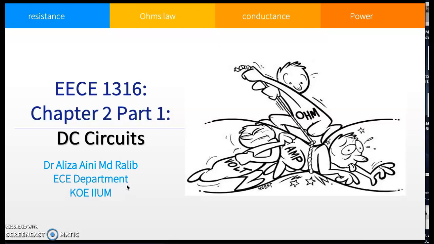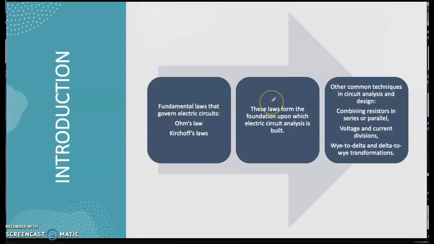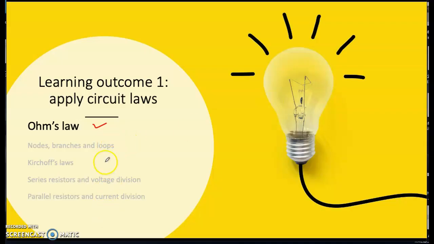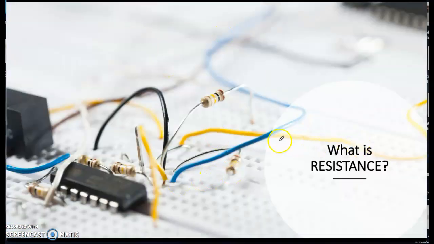So now let's move to chapter 2, part 1. That is DC circuit. In this chapter, part 1, you will learn about resistor, Ohm's law, conductance and power. You will also learn the difference between nodes, branches and loops, Kirchhoff's law, series resistor and voltage division, parallel resistor and current division.